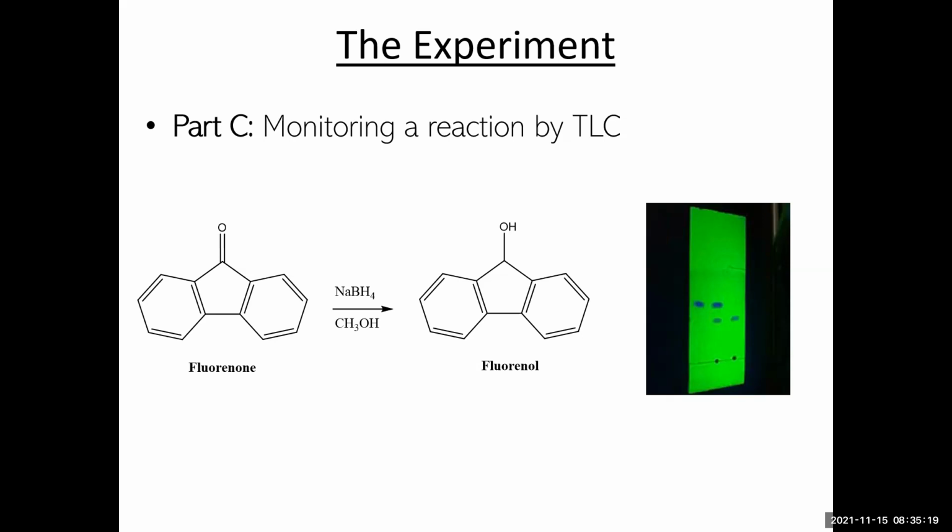And then you'll be taking samples at different time points once you've added the sodium borohydride to the mixture of fluorenone and methanol. So before you add sodium borohydride, that's your 0 time point. And that should just have this spot in it by itself. And then once you add the sodium borohydride and the reduction reaction starts happening, we're going to see a conversion of fluorenone to fluorenol over several minutes. And so we'll take samples out at different times.